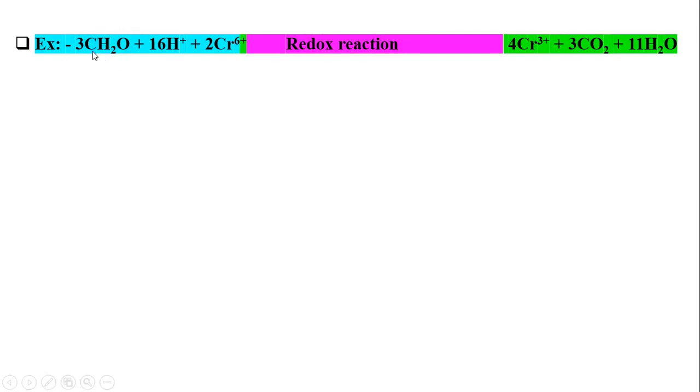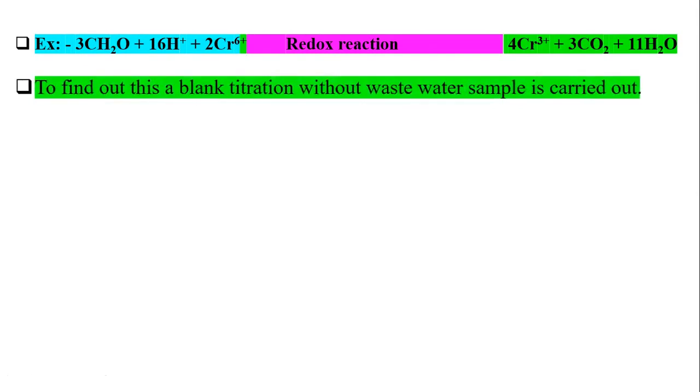See, instead of 3CH2O, you can use any chemical and balance the reaction. Or simply you can write organic waste. 3CH2O is nothing but organic waste. You can take another also, no problem. Next, when we come to this, a blank titration without wastewater sample is carried out.